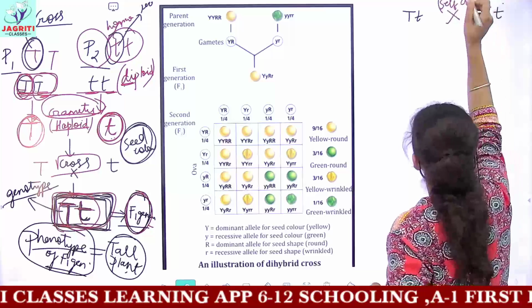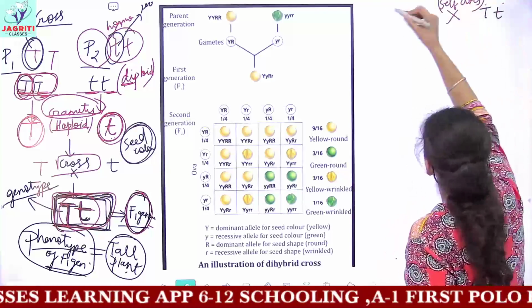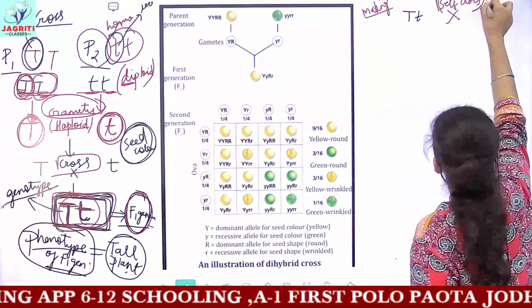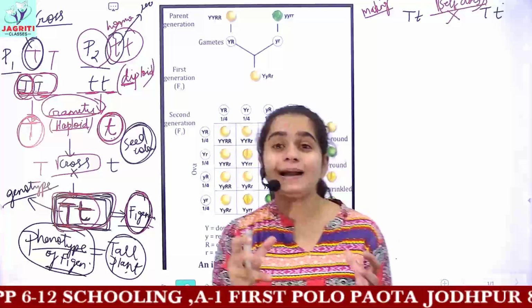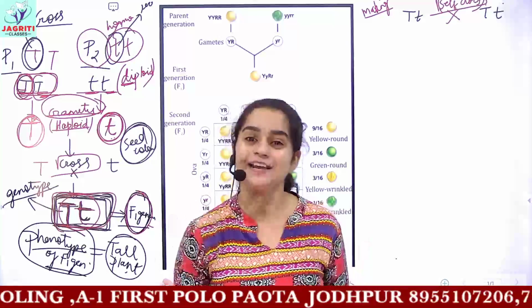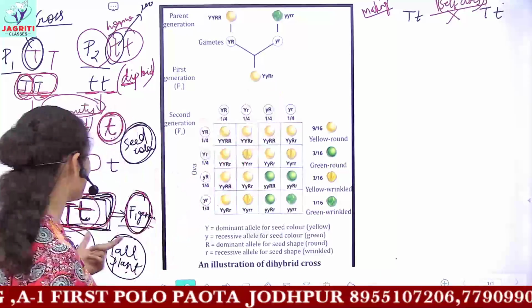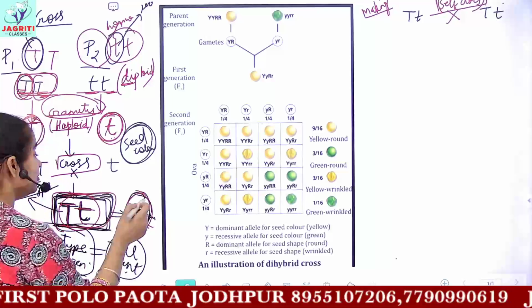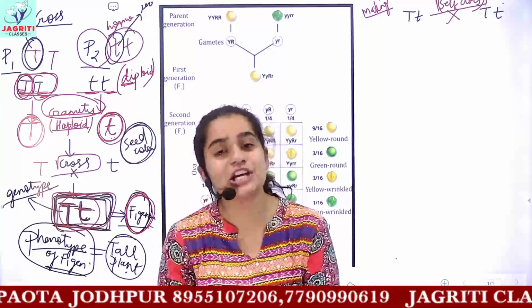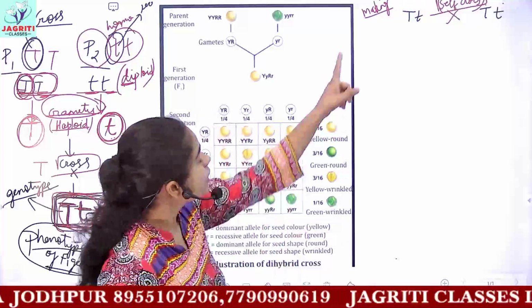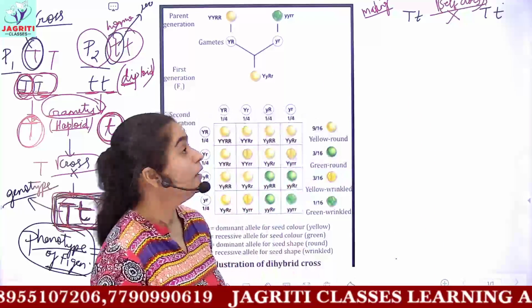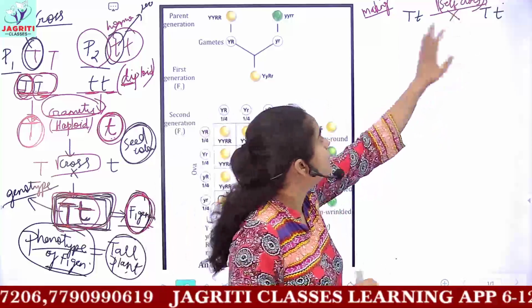Why is this called self-cross, or even known as mating? It is known as self-cross because you are taking F1 and crossing it with F1 itself. It is known by the term self-cross because you are crossing two F1 generation plants itself. Okay.